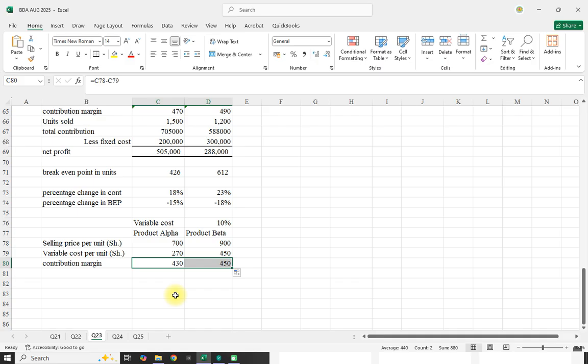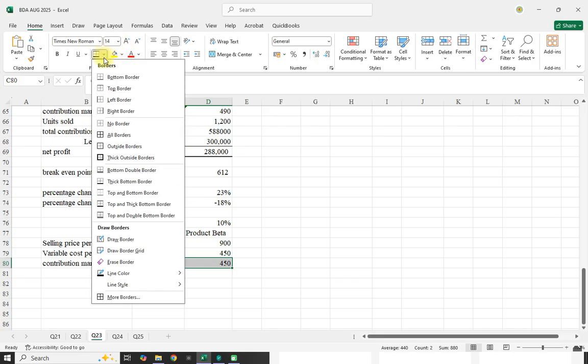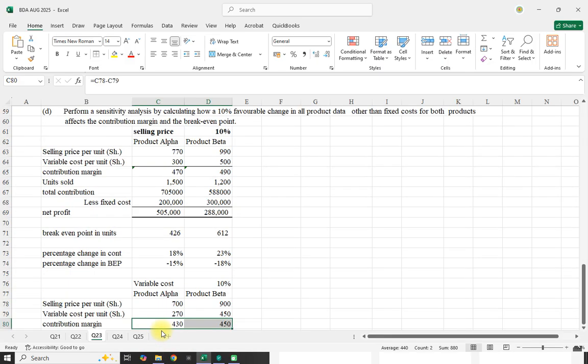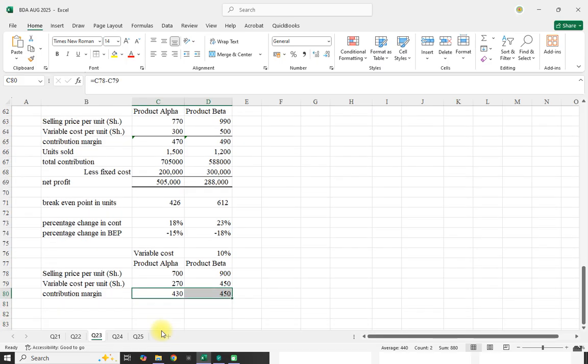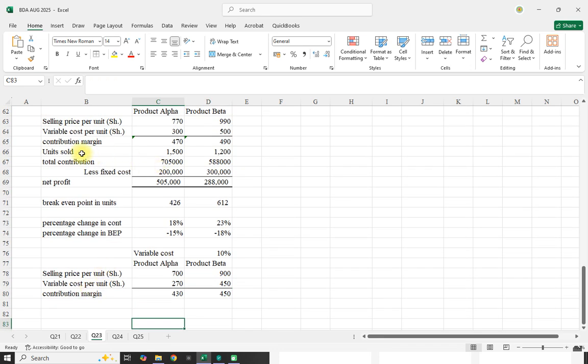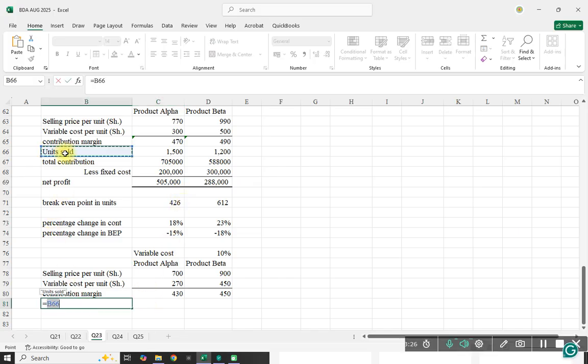Yeah, so both of them will have the same, in this case 450, not the same, 450 and 430 as our contribution margin. Remember, they are the only two that will have an effect on the BEP. The selling price and the sales units, even if they increase, will not have an effect. So the units sold is not a must to change unless you want to see how the profit will change. Assuming we just include that, there is no effect on that.